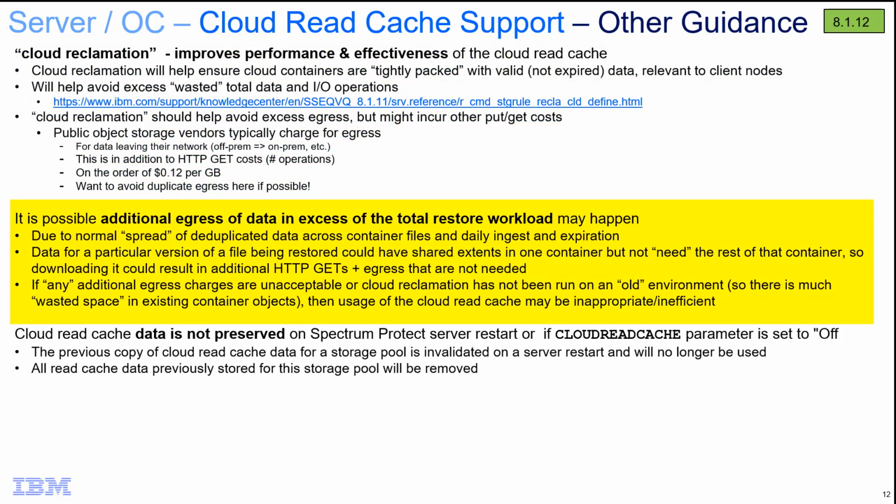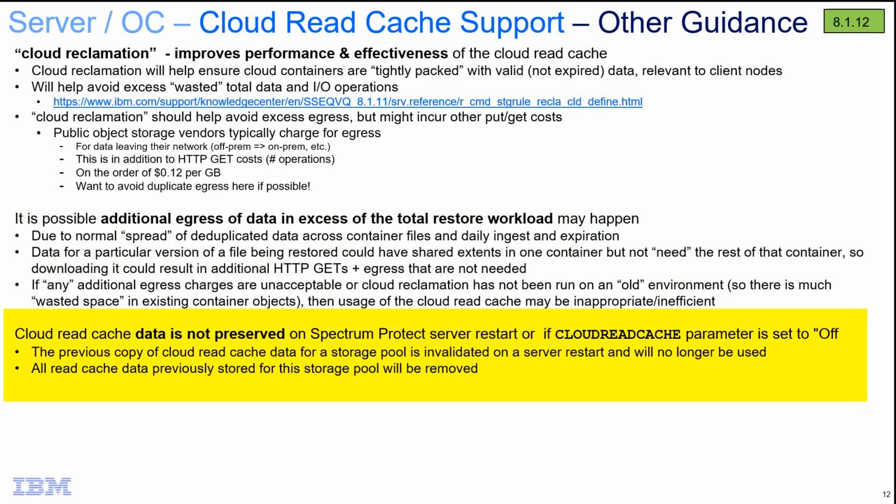Now, it is possible that additional egress of data in excess of the total amount of restore workload will occur if you do turn on the cloud read cache. And the reason for this is, remember, we're bringing back the entire object that contains 1 gigabyte or more of those individual extents. And you might not need all of those extents for the restore you're doing. So we might be bringing back extents that you're never going to use. We're going to restore these objects that contain more extents than you're actually going to utilize.